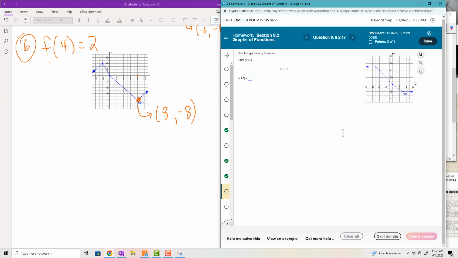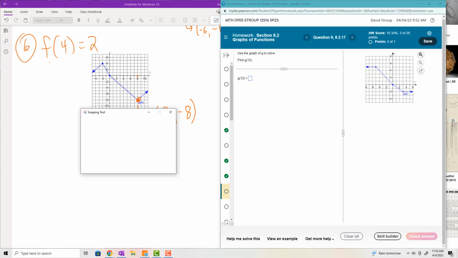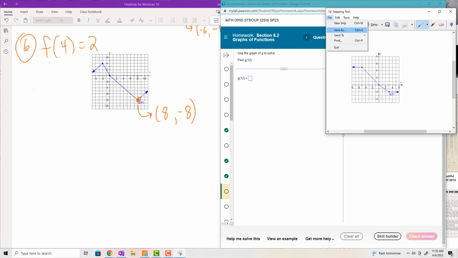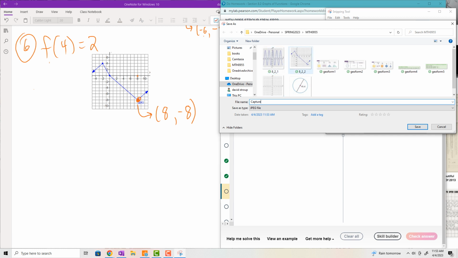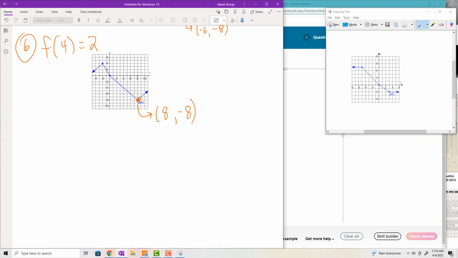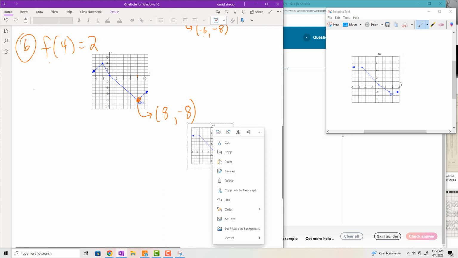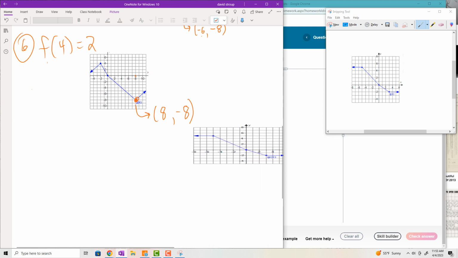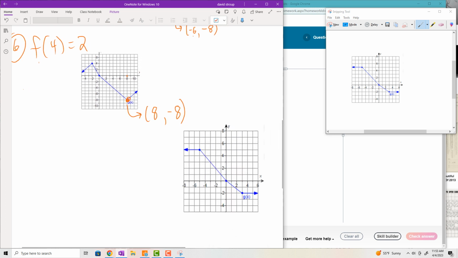Okay. Another one. This one's a little bit odd, so very quickly, let me attempt my process again. I'll just save it as that. Yes. And there's our guy. So we want to make it a little bigger so we can actually see it.